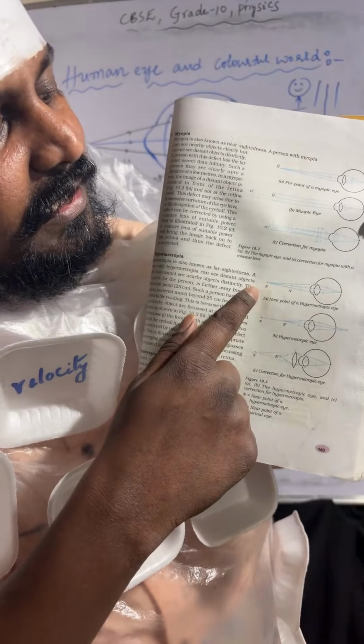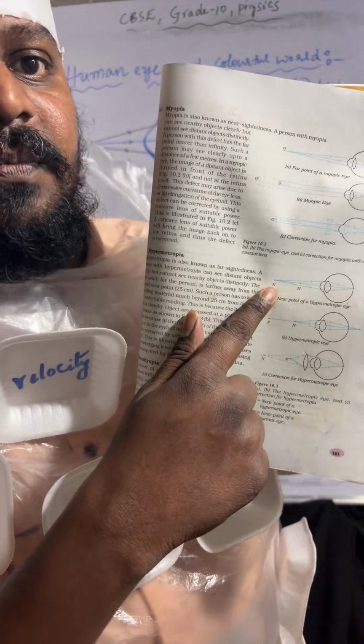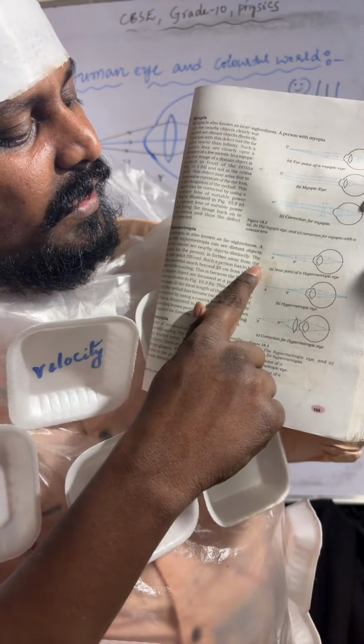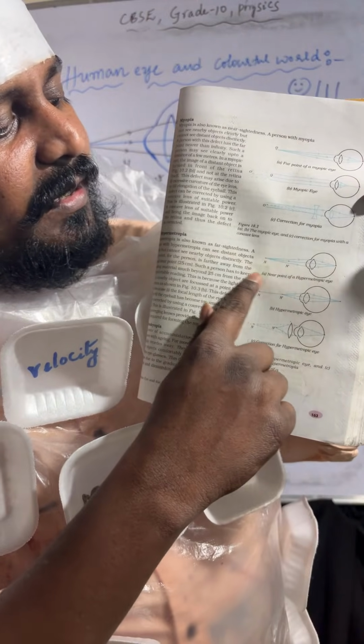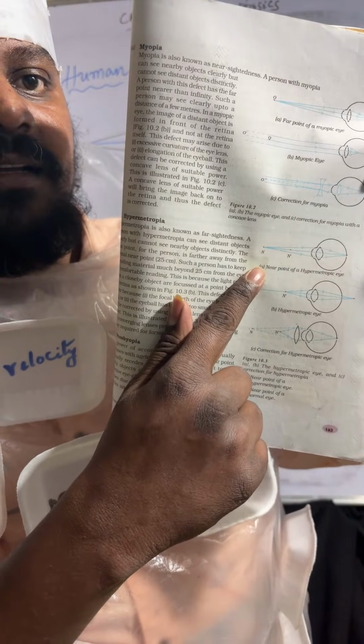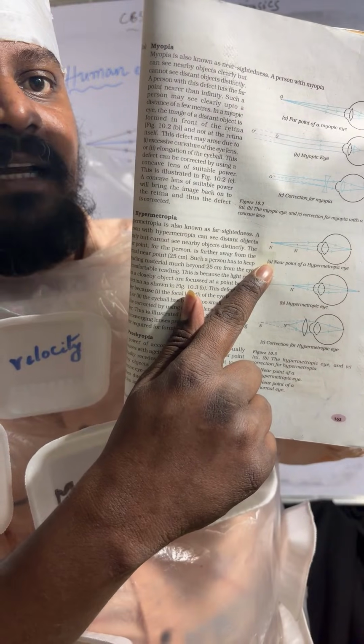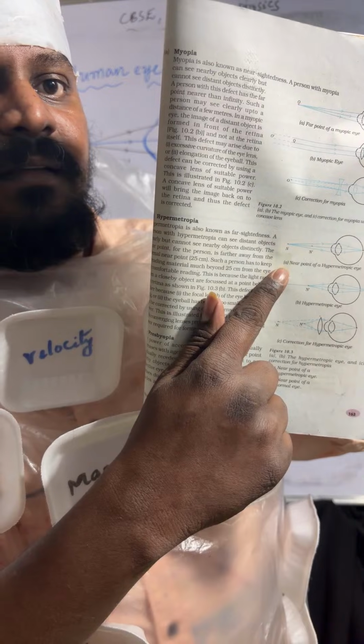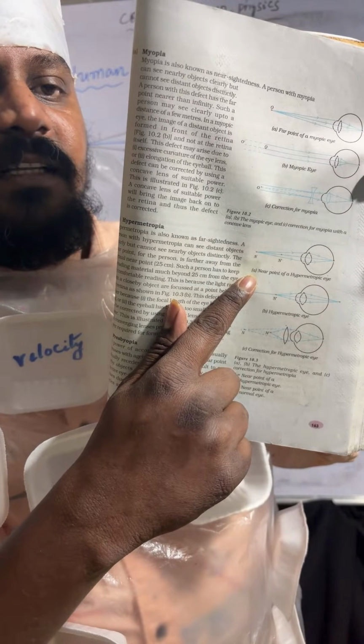Which is the first diagram? This is the near point of hypermetropic eye. Yes or no? I hope it is visible to you, right? So check once. Is it clear? It is mentioned in the textbook.